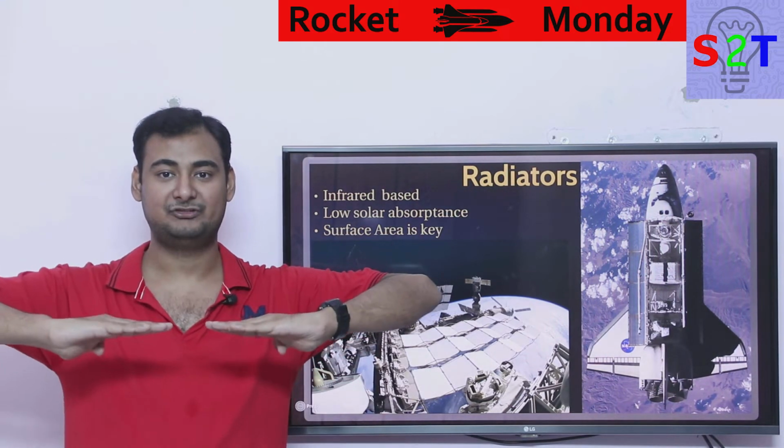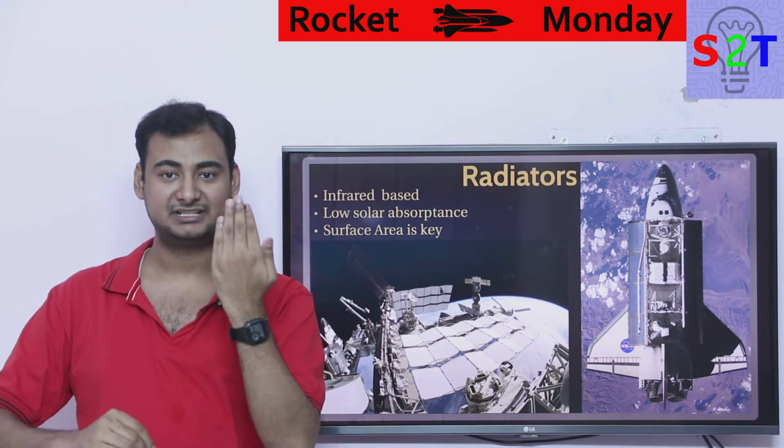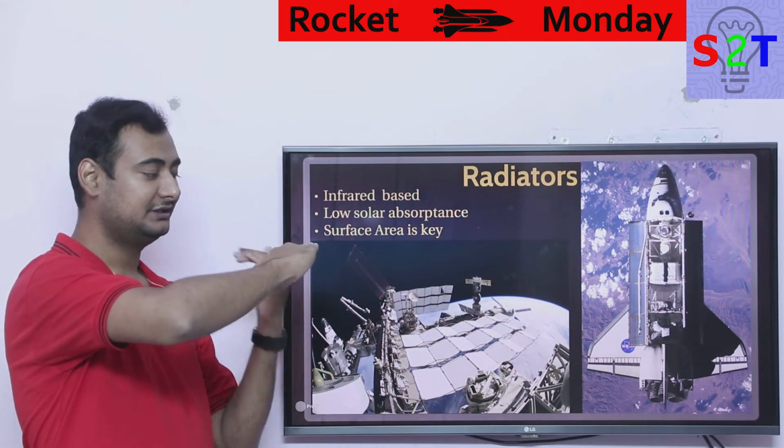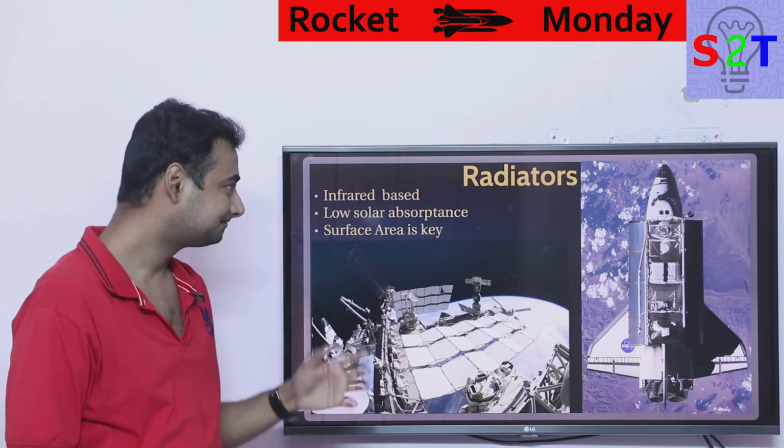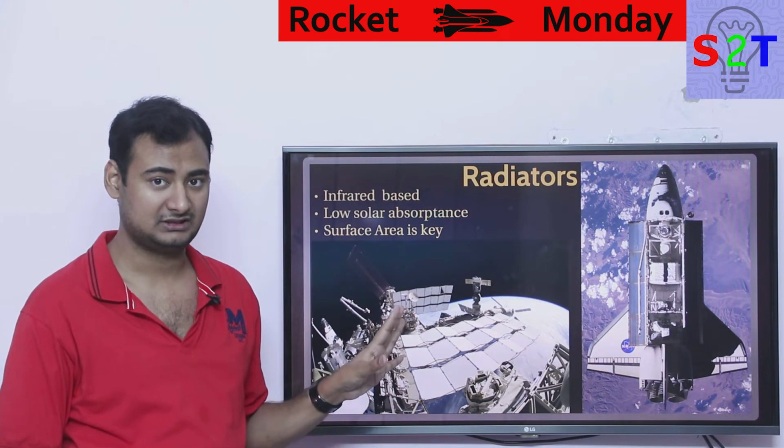Now that radiator is faced edge-on. Basically, if sunlight is coming like this, they will have the radiator like this. So the radiator is not facing the sun. If they did it like this, the radiator will end up acting as a heating unit. So the radiator is a very crucial aspect.